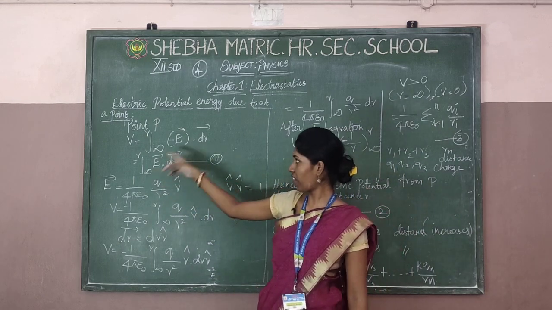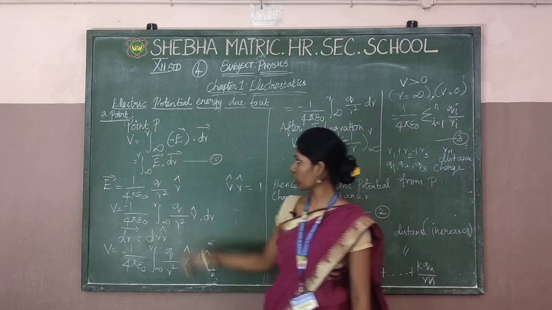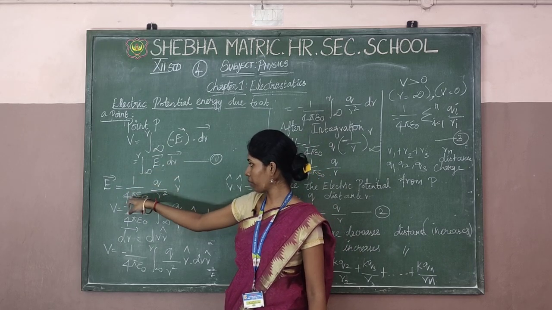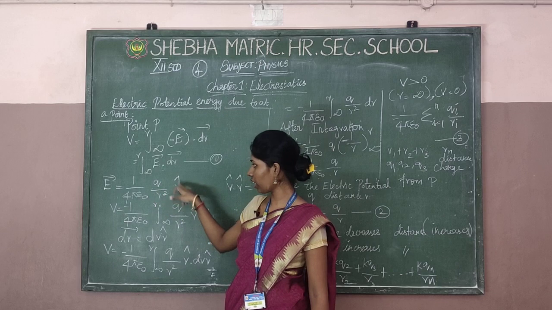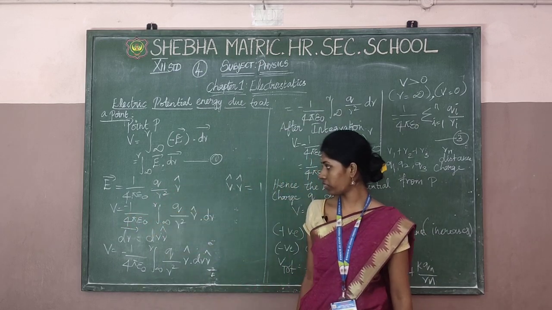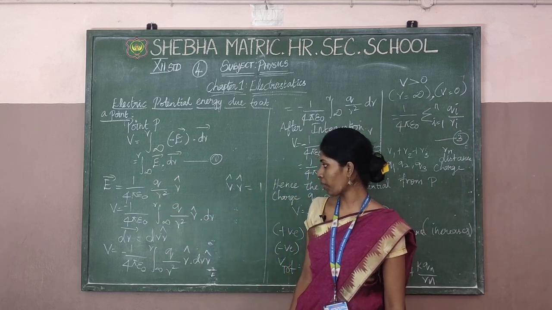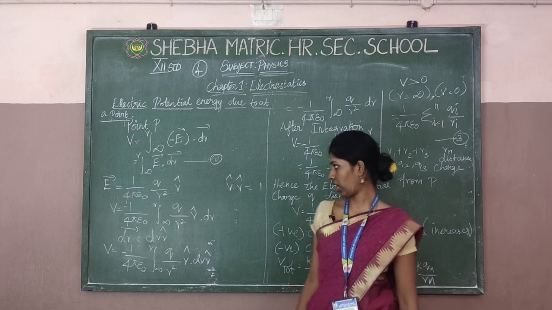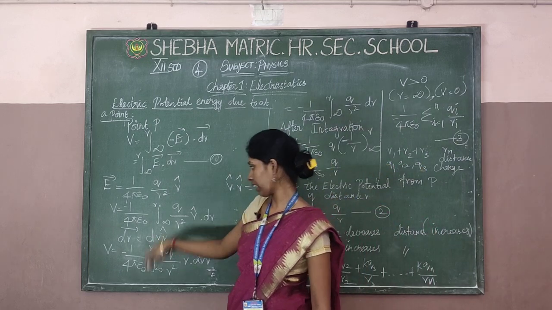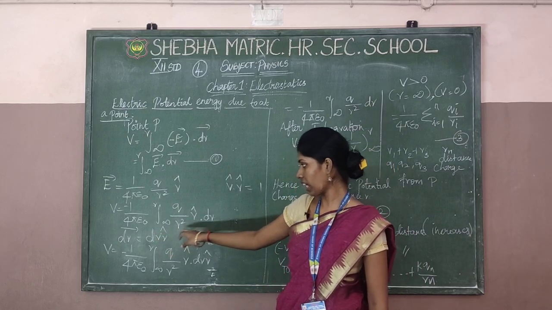We take the minus outside and substitute. Now we put in the value of E. The E vector value is 1 by 4 pi epsilon naught Q by R square, R cap. So V is minus 1 by 4 pi epsilon naught integral from r to infinity of Q by R square, R cap dot dr vector. Now the value of dr vector is dr times r cap.